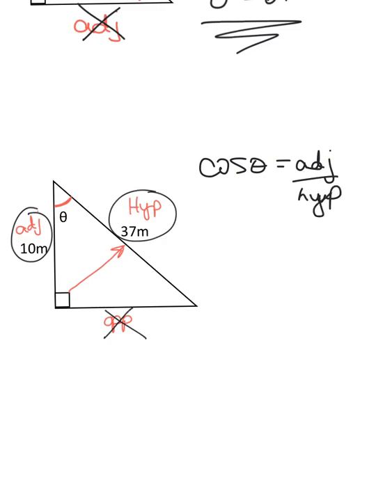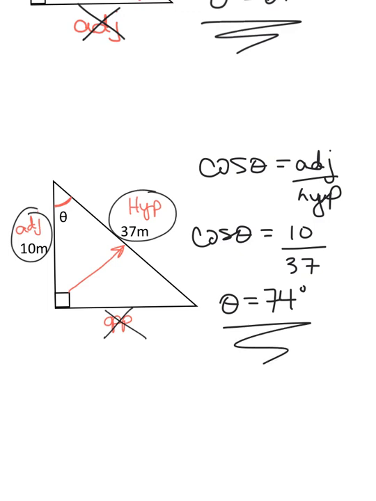Okay, now we're subbing in what we know. So we don't know what theta is, it's an unknown. My adjacent side is 10, and my hypotenuse side is 37. So on your calculator, we're going 10 divided by 37. Get that answer. I have a long decimal there. Don't write down the decimal, but now you're going to hit second and cos, and I have an angle of 74.3 degrees or 74 degrees. Okay, so there's my angle.